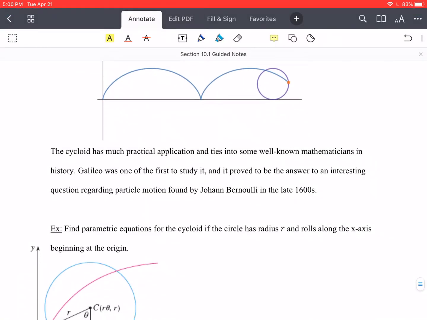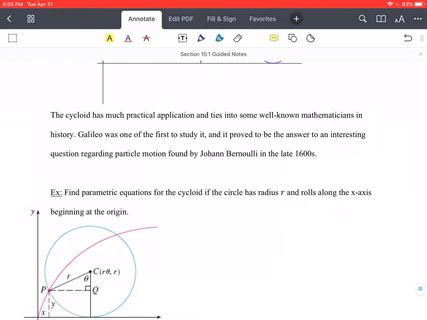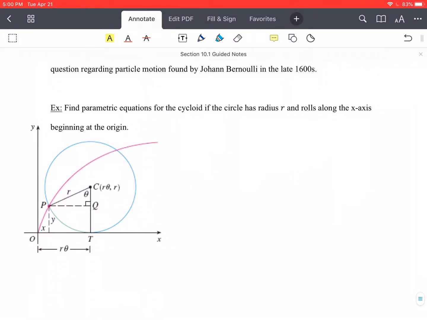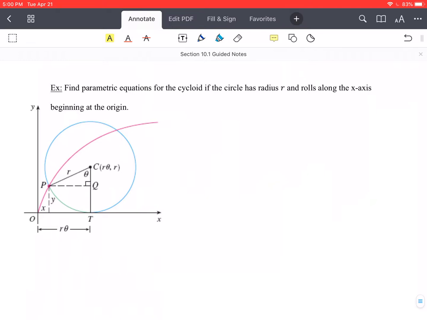Okay, now this is not something I would expect you to be able to come up with on your own necessarily. The cycloid is pretty complicated, but this is just so you can see how we're finding these in this case, because this one is a little more well known. So we have a circle that has radius r, rolls along the x-axis beginning at the origin, and we're going to determine the parametric equations for the cycloid.